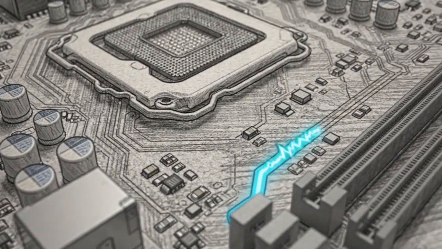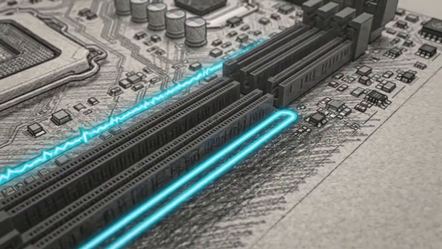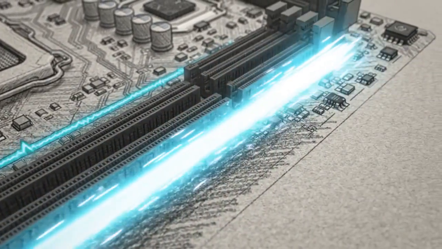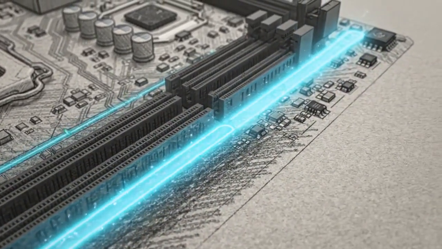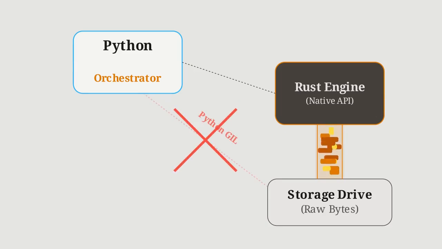While the compatibility wrapper is efficient, Python's memory management creates a speed limit. To reach the highest possible throughput, we bypass Python entirely. In the native API architecture, Python stops processing the text itself. It acts as an orchestrator, sending a file path command directly to the Rust backend. The Rust engine then reads the data directly from your storage drive, removing the overhead of the Python interpreter.